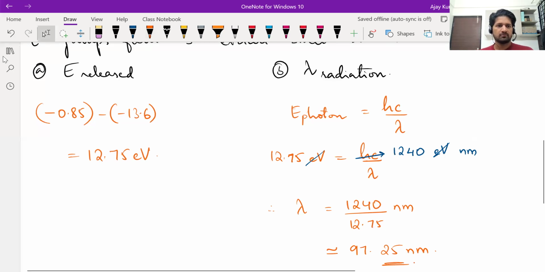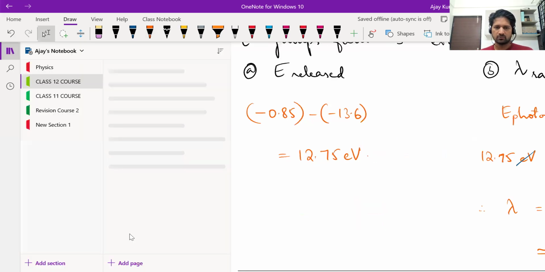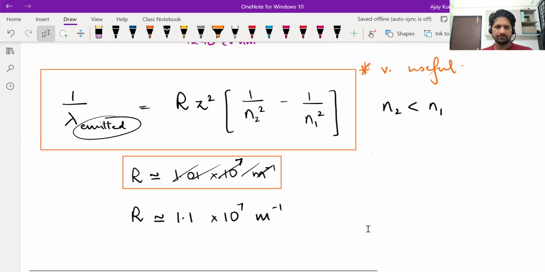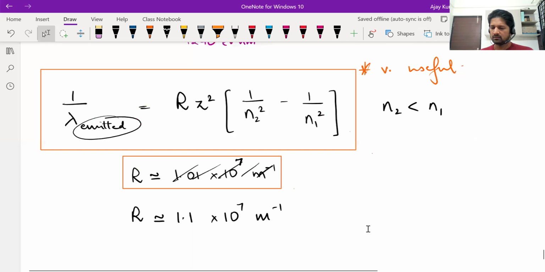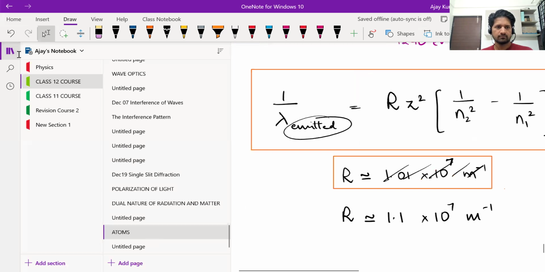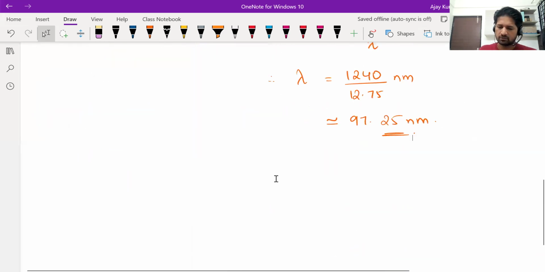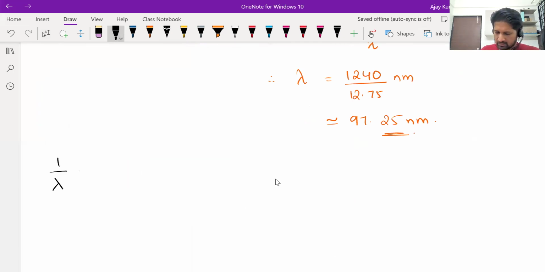Now, we had discussed a formula in the last class also to find out the wavelength of radiation emitted. This one, 1 by lambda is equal to R Z square, 1 by n2 square minus 1 by n1 square. Let's try using this and see if we get the same answer or not. Directly, if you know from which orbit to which orbit it is jumping, you don't always have to calculate energy to find out wavelength. You can use this formula. So 1 by lambda is equal to R. R is approximately 1.1 into 10 power 7, that is in meter inverse.